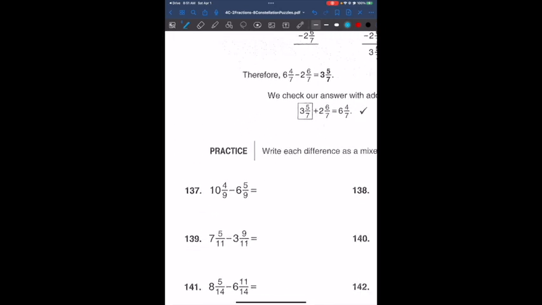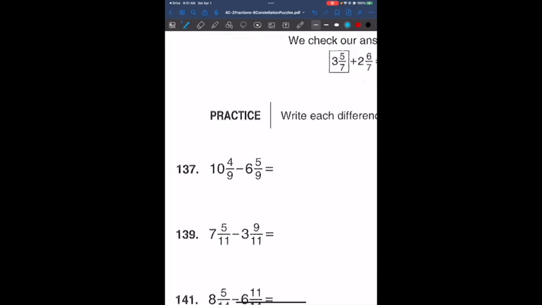And so we're going to do the same thing for the practice problems. Since the one we're subtracting is larger, we're going to rearrange 10 and 4/9 into 9 and 13 over 9. And so we subtract the whole number first, then subtract the fraction. So that's going to give us 3 and 8/9.